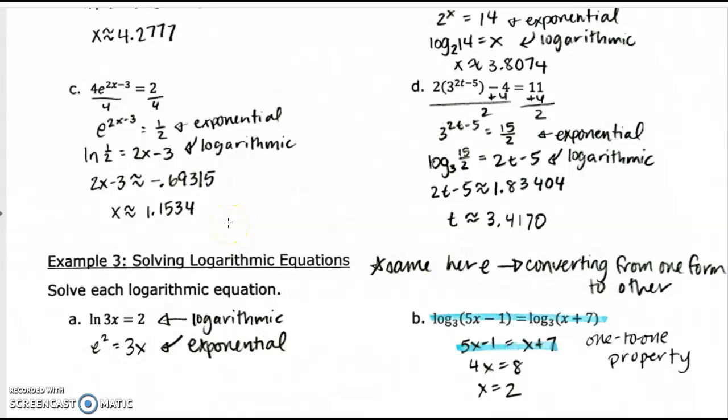So the key is to isolate first whatever your exponential or logarithmic term is. In this case, there are 2 things that I need to do. I need to add 4 to both sides and divide by 2. And then I converted this from an exponential into a logarithm. And then I plugged log base 3 of 15/2 into my calculator, and I got this. And then I solved for t by adding 5 and dividing by 2.